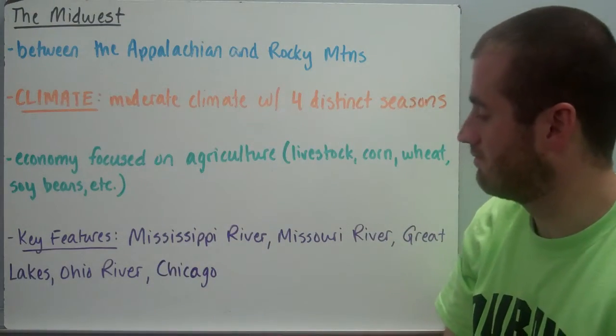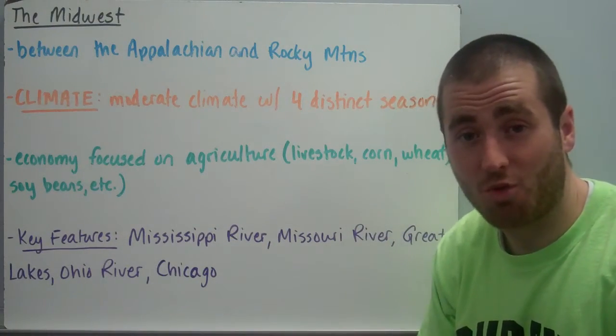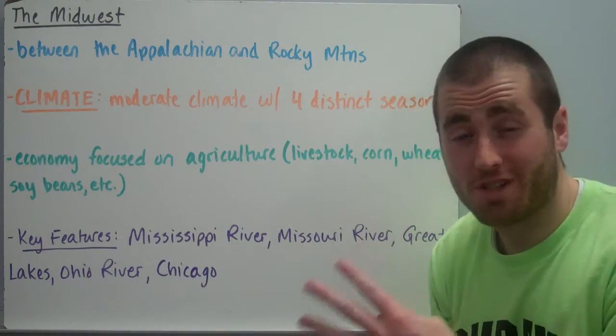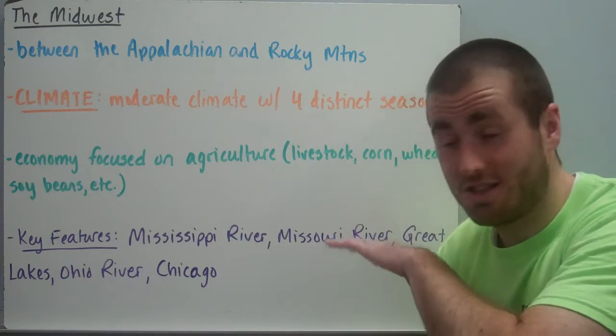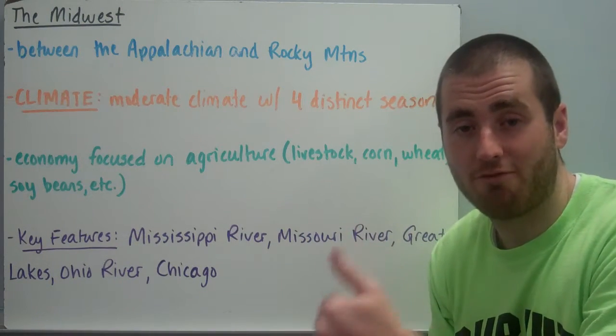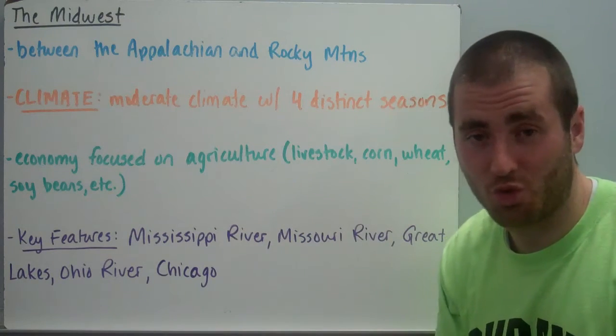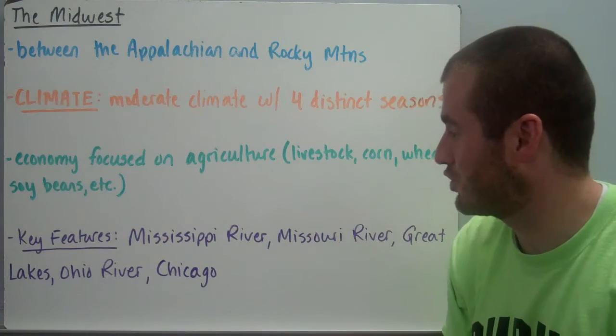Then the Midwest, all right, between the Appalachian and Rocky Mountains, located kind of right in the middle. Its climate is a moderate climate with 4 distinct seasons. Now, obviously, this does not mean that in the other regions they don't have fall, summer, winter, and spring, but these are very distinct in this climate. So you'll notice a drastic difference between each season.